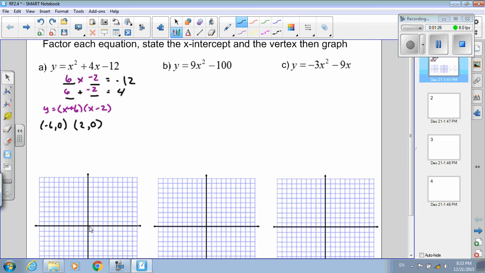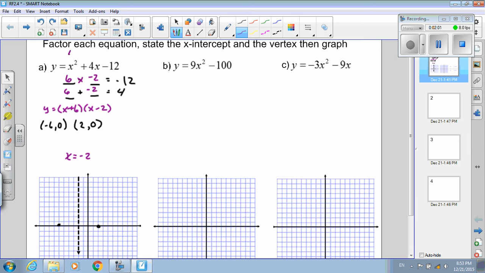So I can graph that, 0, 2, and then negative 6 here. That means my axis of symmetry would be found exactly halfway between these two. If it's a total distance of 8, 4 between, so my axis of symmetry would be found here at negative 2. So that's my axis of symmetry at x equals negative 2. And that's also the x value in my vertex.